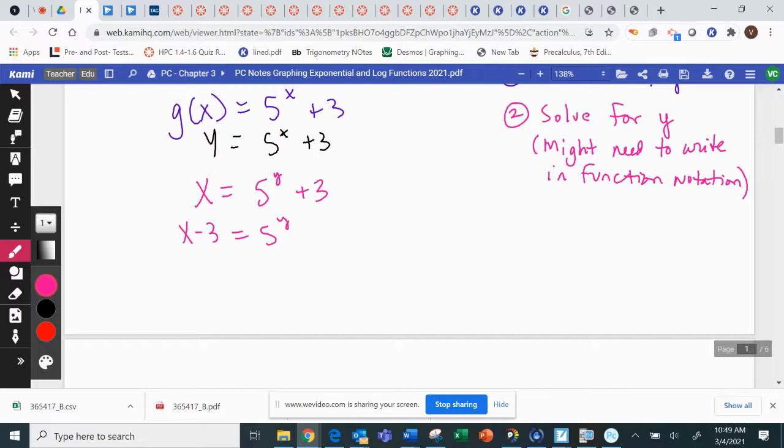So here we're going to log both sides. What base should we use? 5. Thank you. I was going to call on somebody, but you were fast. Good. Log base 5.